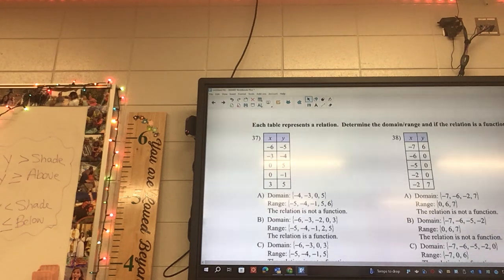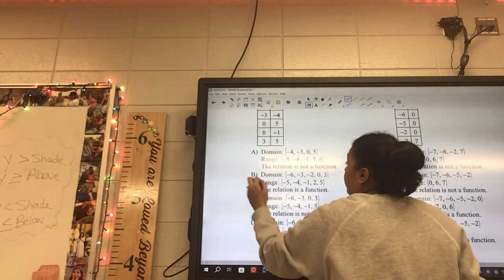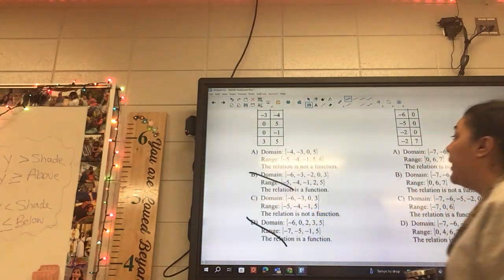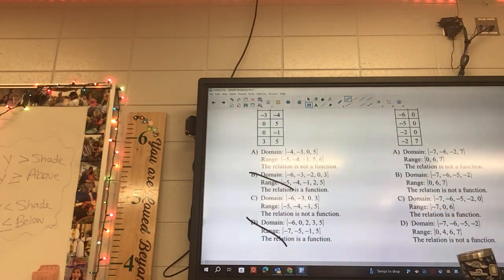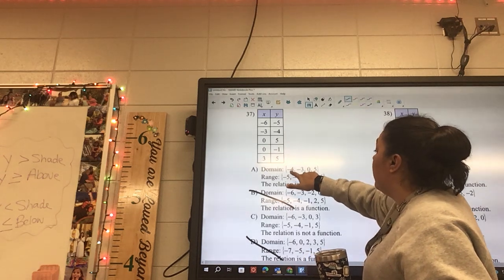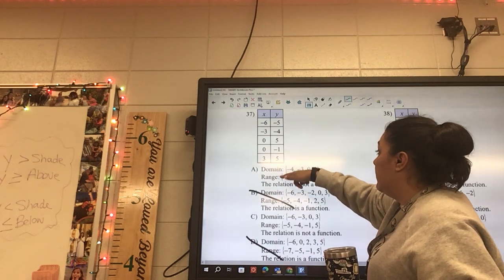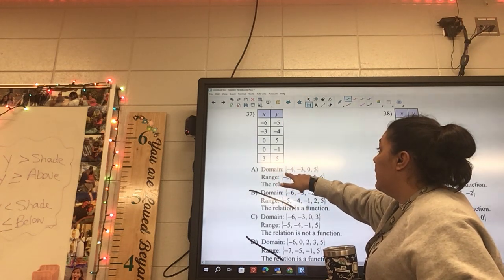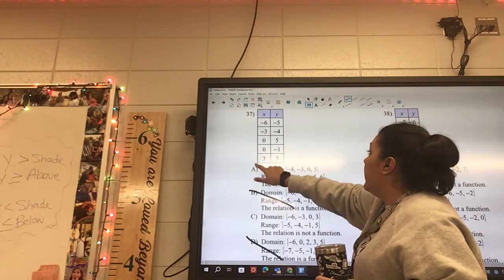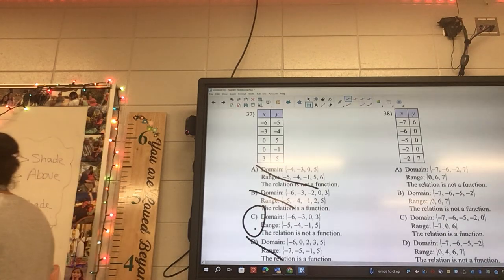So go through and cross off whoever says is a function. B can get crossed off, and D can get crossed off. We know that it's not these ones. Okay, and so it's a matter of picking, and so you're just gonna have to go through and check the numbers. The domain is gonna be -6, -3, 0, 3. So what's wrong with this one? Oh, x has a 5. That's not right. It should be -6, 0, 3. So this one's got to be C.